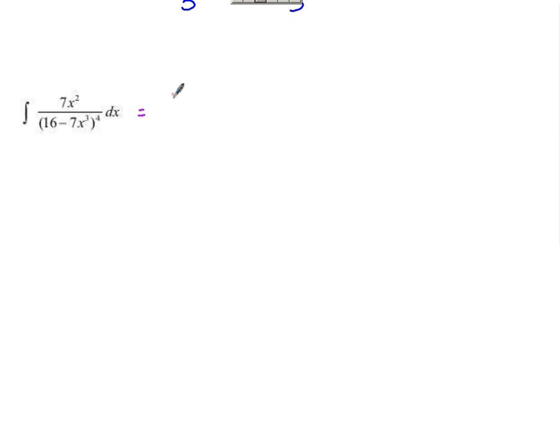All right, so on this one, we want to bring up that quantity. That quantity will join the 7x squared on top. So quantity of 16 minus 7x cubed. Power was 4, so now it's negative 4 since we're bringing it up.